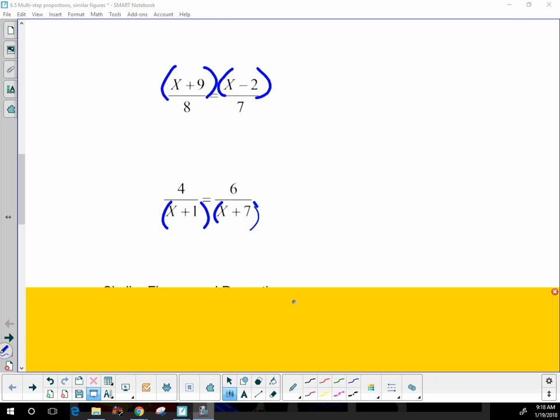All right, let's work through those together. Hopefully you already have a solution to both of these problems. When I do my means and extremes, I have 7 times the quantity, x plus 9. That should be equal to 8 times all of that stuff, x minus 2. Distribute.